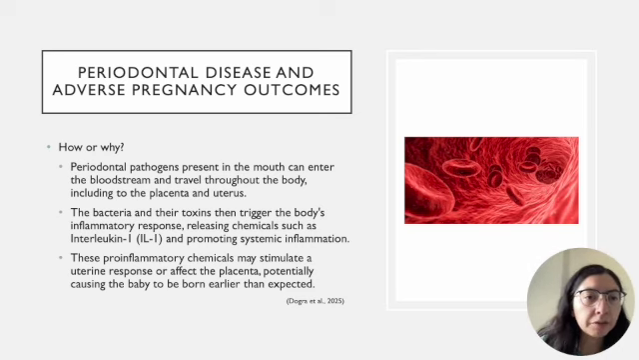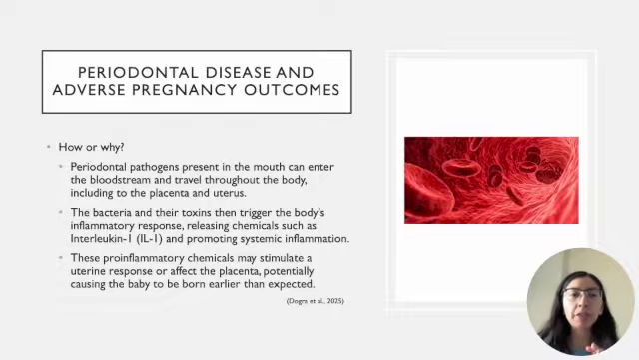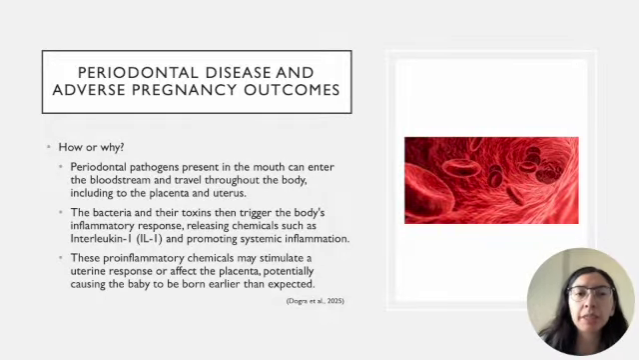So, periodontal disease and adverse pregnancy outcomes. How or why? Periodontal pathogens present in the mouth can enter the bloodstream and travel throughout the body, including to the placenta and uterus. The bacteria and their toxins trigger the body's inflammatory response, releasing chemicals such as interleukin 1 and promoting systemic inflammation. These pro-inflammatory chemicals might stimulate a uterine response or affect the placenta, potentially causing the baby to be born earlier than expected.